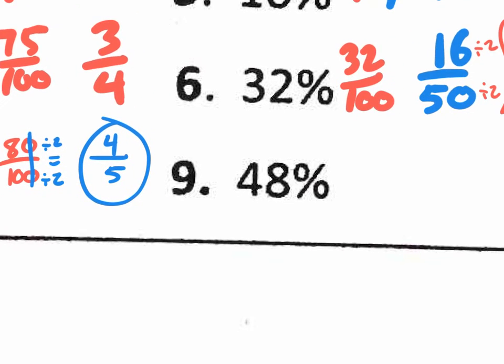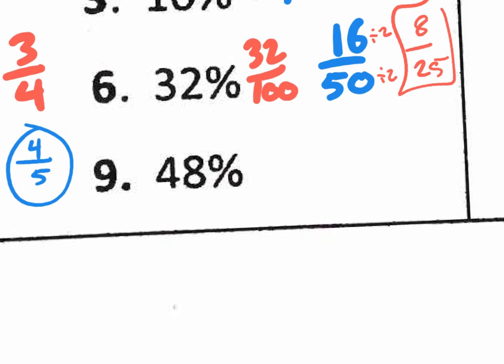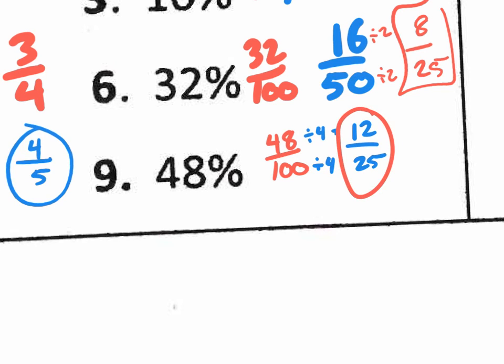Good job. 48%. What do I do there? 48 over 100. And I could reduce by 4, actually. If I reduce 48 divided by 4, what do I get? 12. If I reduce 100 by 4, 25, right? There's 4 quarters in a dollar. So 12 over 25, you can't reduce by 2 anymore. Could you reduce by 3? Nope, that's it. That's as far as you could go. There's your answer, 12 over 25.